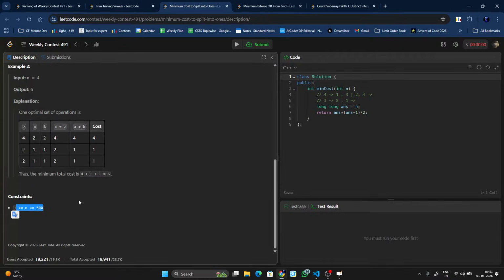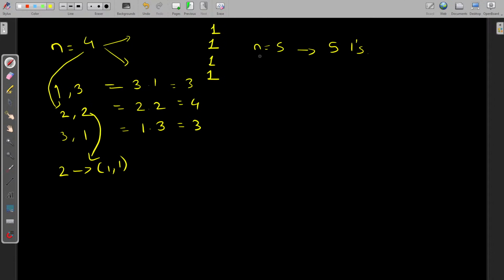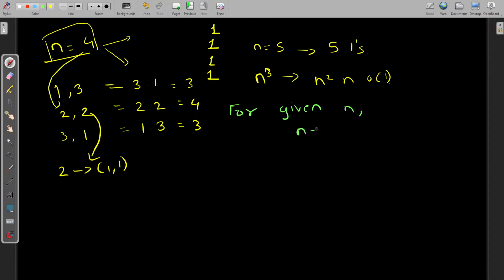You can see that n is less than or equal to 500. So an n cube solution will work. An n cube solution would work, but we can also aim for O(n square), O(n), or O(1). Anything less than or equal to n cube works. So we can make a simple observation. For a given n, there are exactly n minus 1 ways in which we can split it.